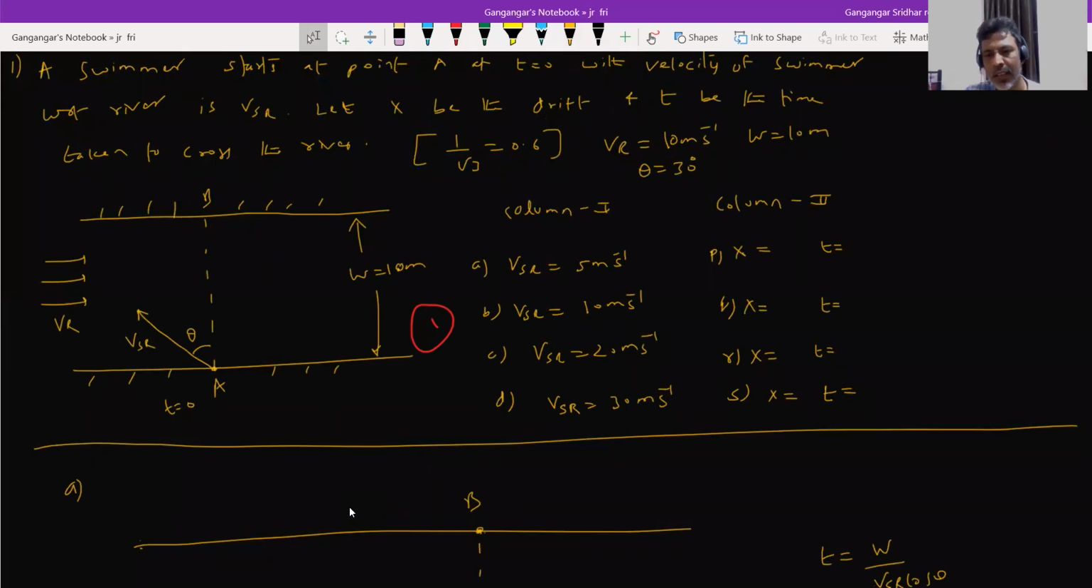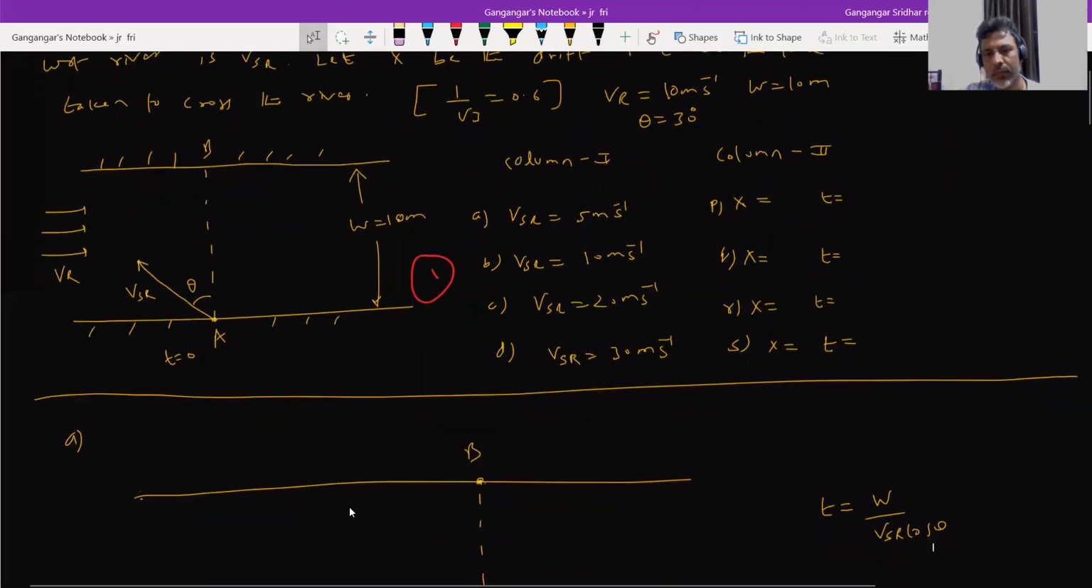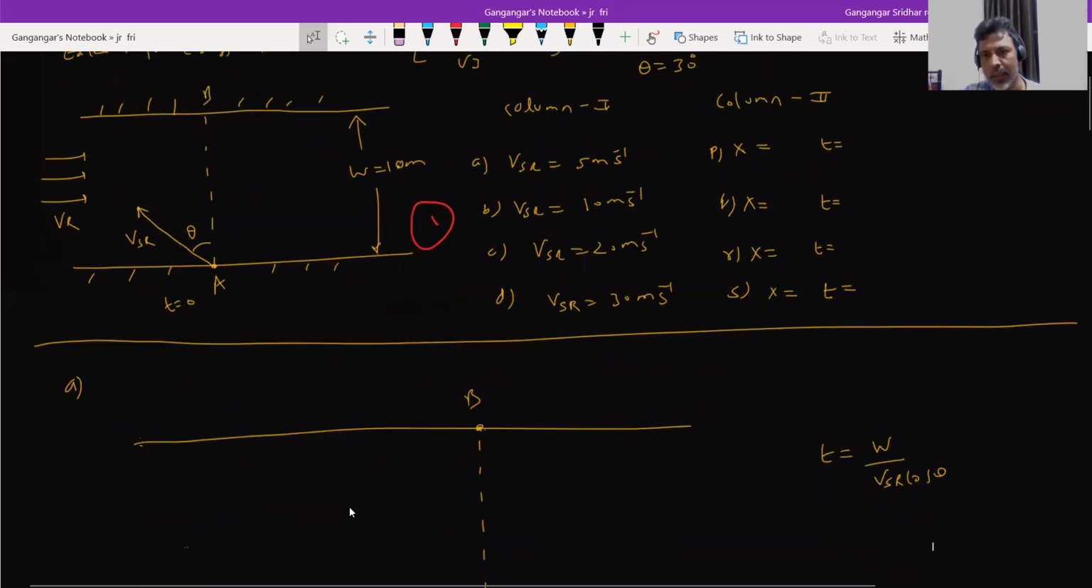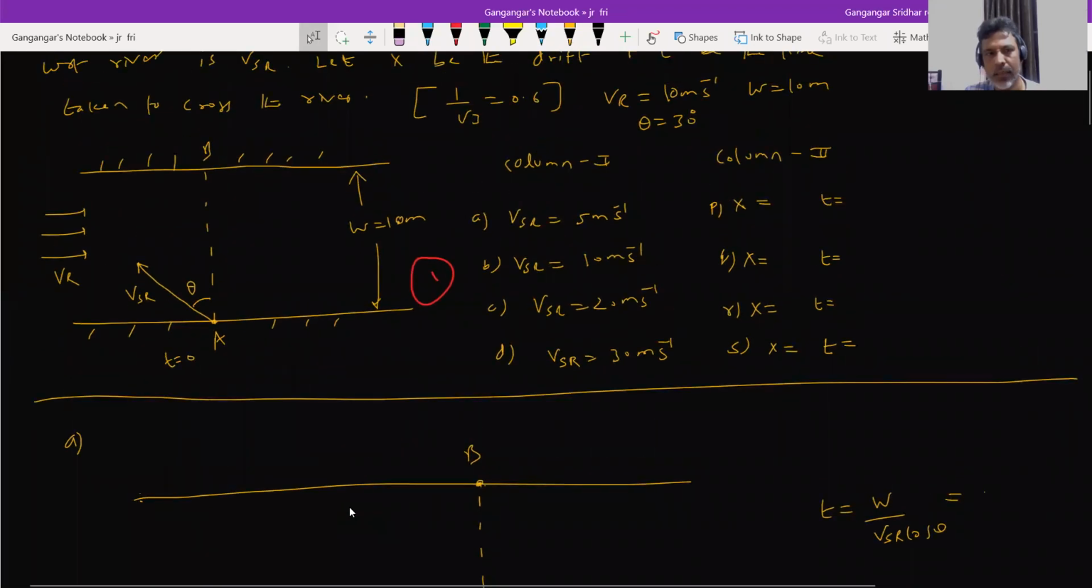VSR value is 5. VR, theta is 30. Let me keep the values. So W will be 10 meter. I'll write down all the values.